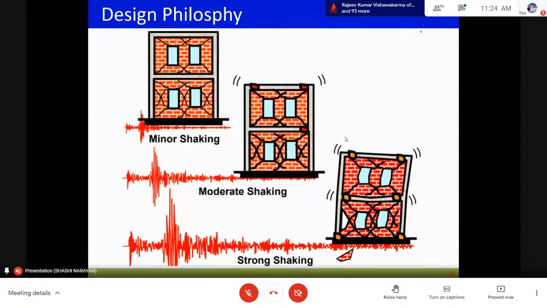For strong shaking, we have life safety. The structure fails, meaning that there are large deformations. The structure does not fail in the sense that it still bears the load. The structure is still standing, but it fails in the sense that there is large deformation, a serviceability failure rather than a strength failure. In strong shaking also, we want the serviceability failure, not a strength failure.